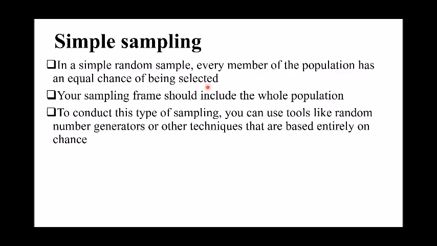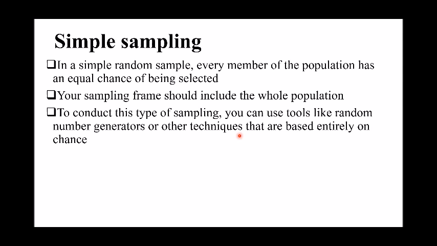Okay, so let's start with simple sampling. Now we're talking about probability sampling. Probability sampling has different ways of sampling. The first one is simple sampling, where every member of the population has an equal chance of being selected, and the sampling should include the whole targeted population.